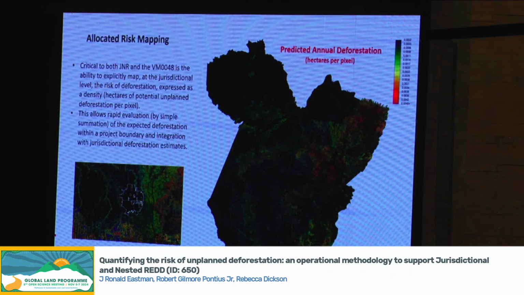But what's important about this mapping is that it allows a very rapid evaluation by simple summation of the expected deforestation within a project boundary, and integration with jurisdictional deforestation estimates. So you can take, as in the inset at the bottom there, a project area, and literally just sum up the pixels inside of there, and it gives you a quantity of your expected deforestation as you determined it from the FCBMs, okay? And then we'll tie this back to Aaron's presentation momentarily.